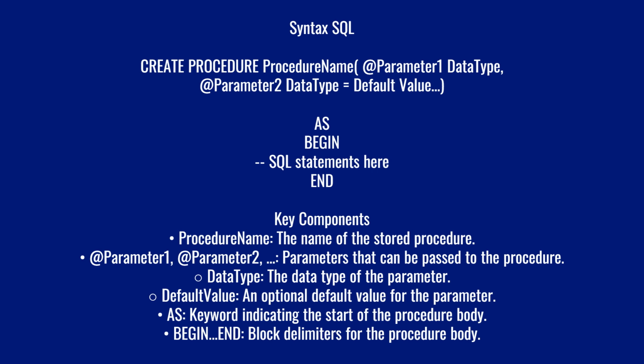Then we have AS. The AS is a keyword indicating the start of the procedure body. And then we have BEGIN and END. This is basically the block delimiter for the procedure body, and you write all your procedure in the middle of BEGIN and END. Okay. So let's see the example.